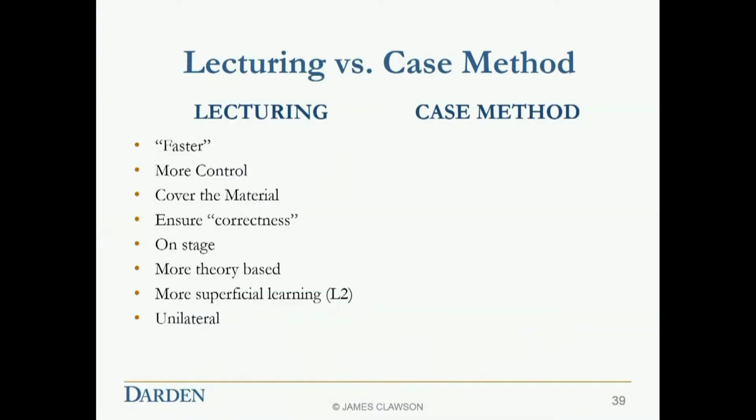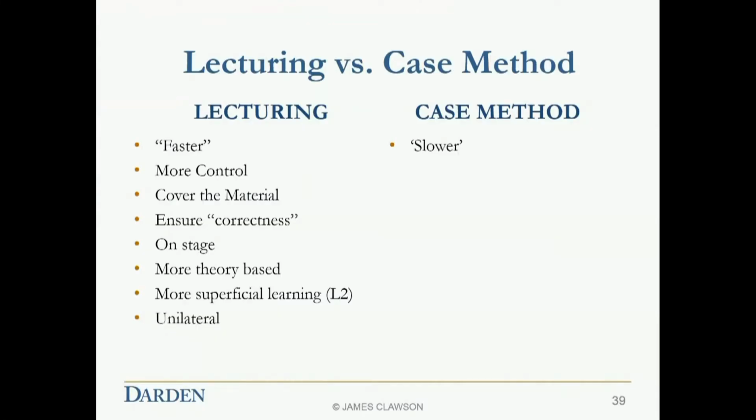So case method, on the other hand, tends to be slower, more messy. There's going to be detours. People will go down some blind alleys. This is a part of the discovery process, so that you may or may not be able to cover as much material in the same amount of time. That has not been my experience, I will say. Nevertheless, a lot of people don't like case method because it seems to be, to them, less efficient.